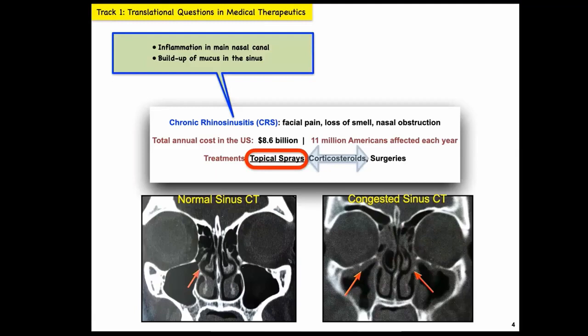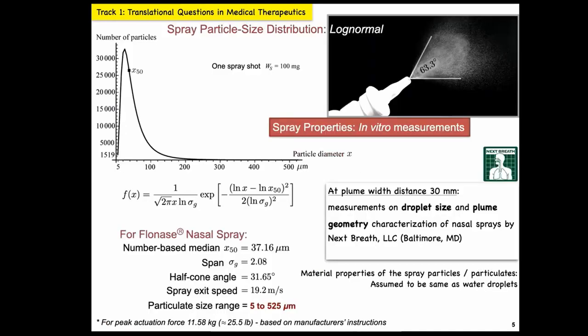Now, for this project here, we are not going to talk about the corticosteroids or the surgeries. We are going to think about the topical nasal sprays and try to figure out if there is a way to improve their therapeutic performance. So here we are just talking about the nasal sprays, and we are thinking about using tools from fluid mechanics to address this question on how to improve the spray performance.